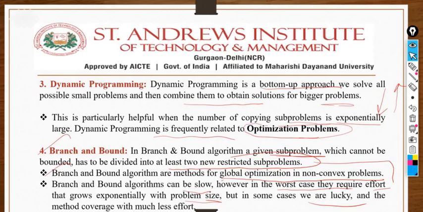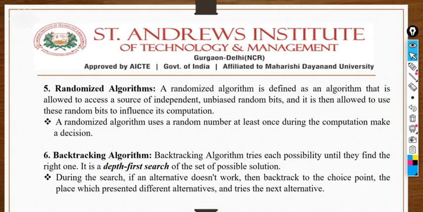These are some techniques, and the last two techniques that we have to discuss are the randomized algorithm and the backtracking algorithm. A randomized algorithm is defined as an algorithm that is allowed to access a source of independent and unbiased random bits. That means it basically allows using these random bits to influence its computation. With the help of a randomized algorithm, you take random numbers at least once during the computation to make a decision. So to make the decision, here we are taking the random numbers.